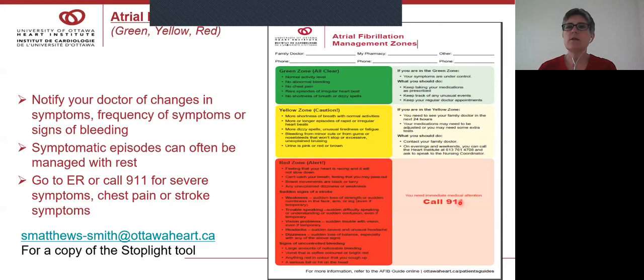So the red zone, these are 911 calls. Any signs of a stroke that we talked about earlier, feeling that your heart is racing out of control, it won't slow down. You're having that episode of atrial fibrillation, you can't catch your breath, you feel like you're going to pass out, just generally feeling unwell. And any signs of uncontrolled bleeding as well. So these are emergency calls.